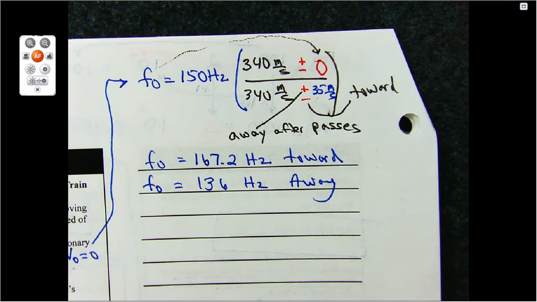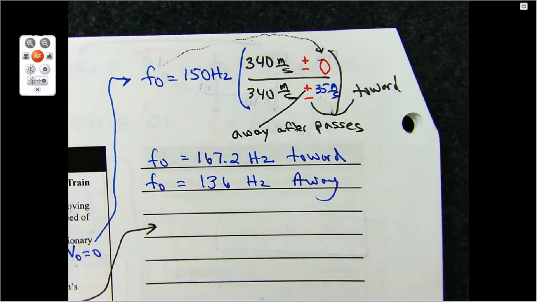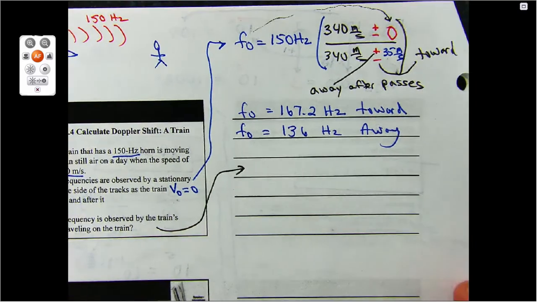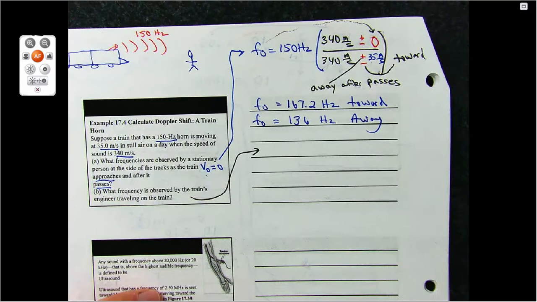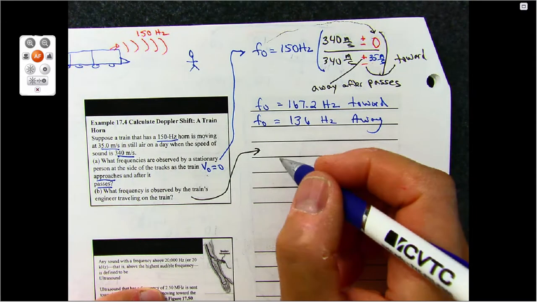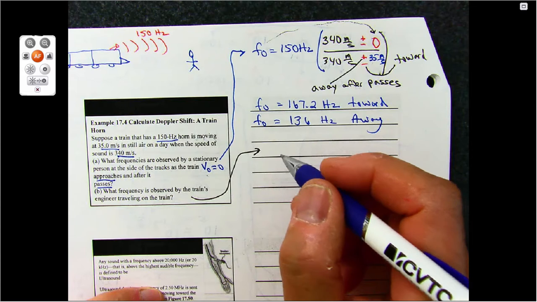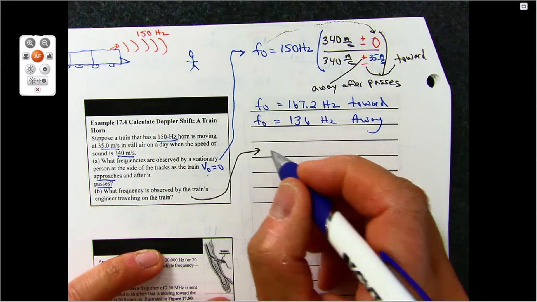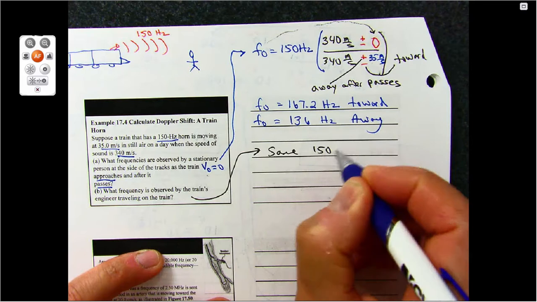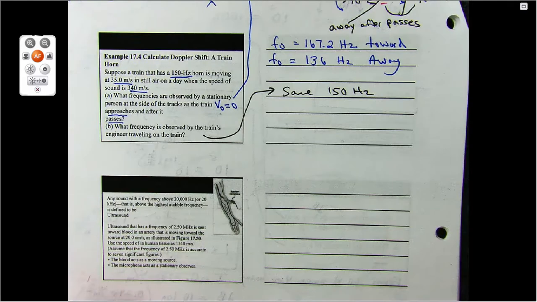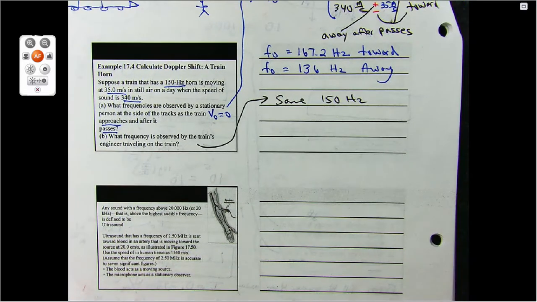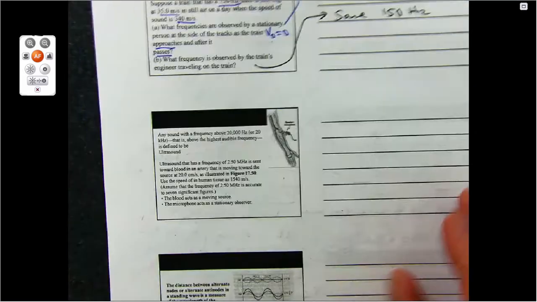Now, B. What frequency is observed by the train person? They're just in the train, right? They're not going to hear any difference. It should be the same, right? I've never run into a trick question as a teacher in my life, ever. I've never written a trick question. No trick question there. Okay.